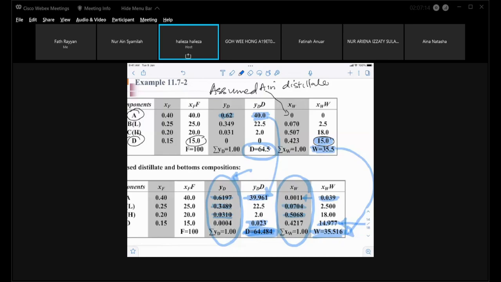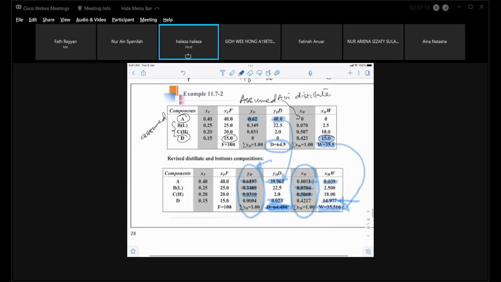Okay, so any questions? Your assumed composition is at the top. Yeah, that is your assumed composition. Now it changes because we already recalculated the distribution of the other components, which are component A and D. So this is your actual composition of your distillate and your bottom product. It's quite close to the assumed value. Any questions?